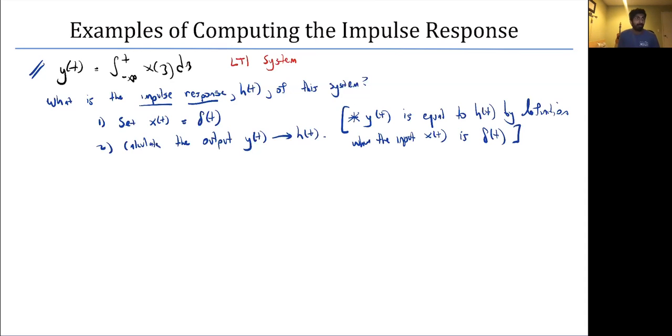Okay, so now it just becomes a plug and chug problem. If you understand this goal here, you have solved 90% of the battle. To calculate the impulse response, simply set the input equal to the impulse function. Okay, very good. So now we can just do plug and chug. So what we do is we take h of t, we set that equal to the integral from minus infinity to t of delta of tau d tau. And remember from our previous lecture that the integral of a delta function is simply equal to the step function u of t.